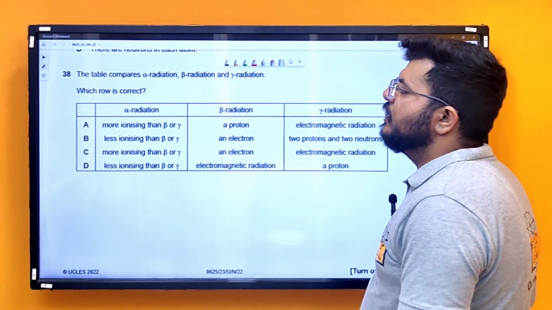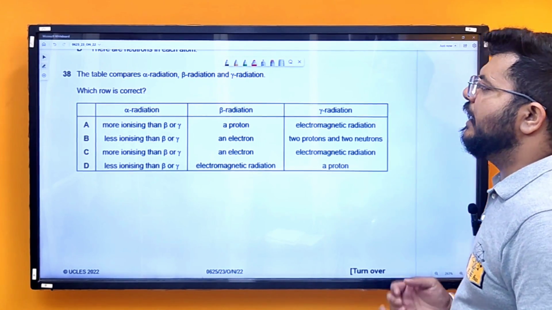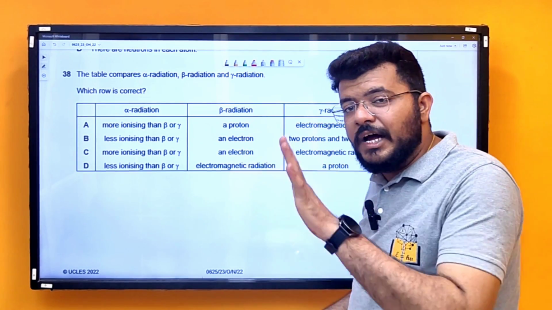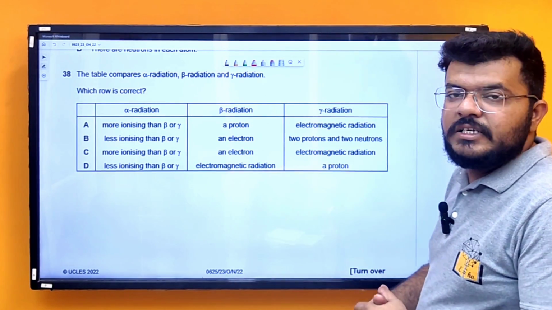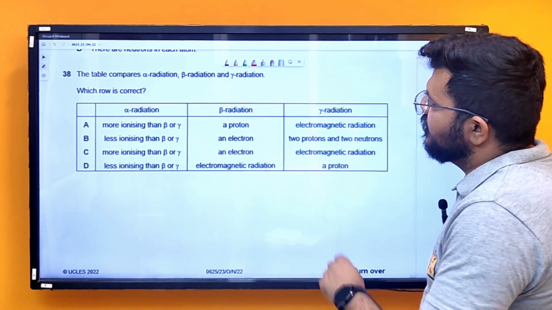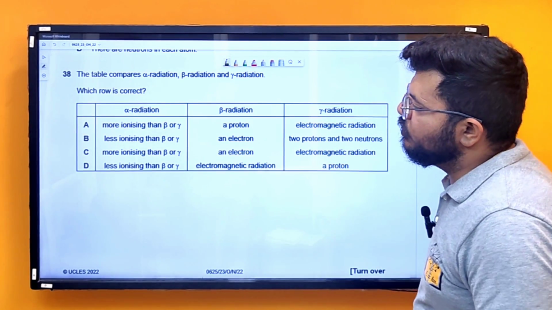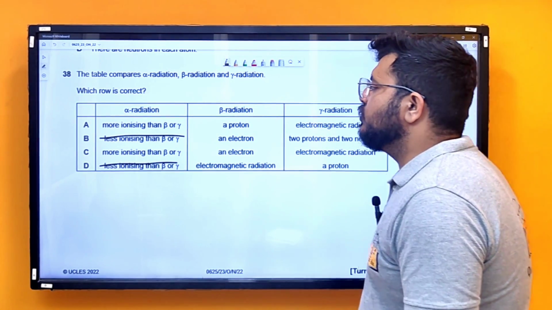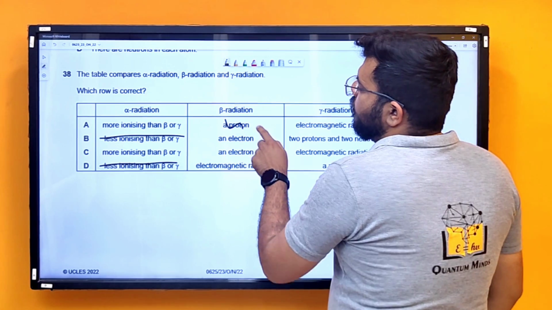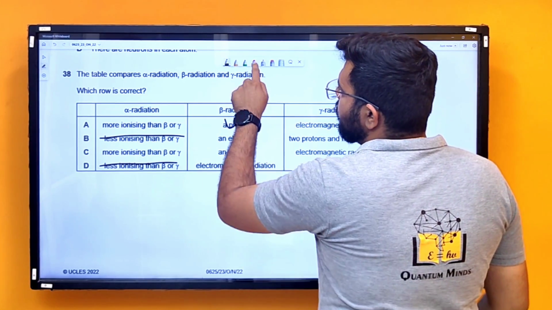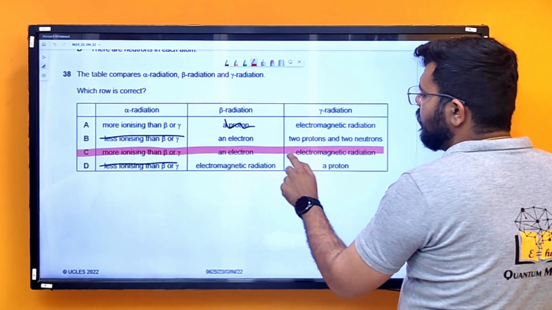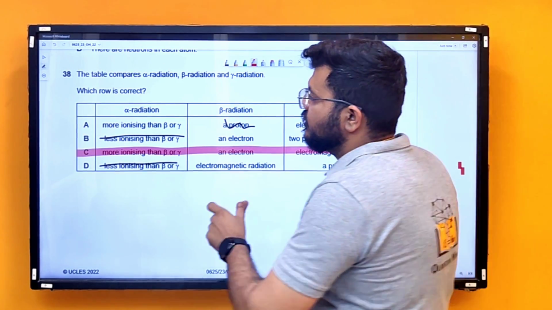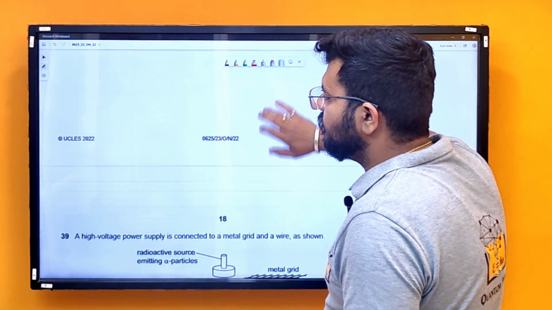The table compares alpha radiation, beta radiation and gamma radiation. Which row is correct? Alpha radiation is the most ionizing radiation, beta radiation is an electron, gamma radiation is an electromagnetic wave. So alpha is more ionizing than beta or gamma. So options B and D are not possible. Beta is not a proton and therefore C is your answer. Now if you read about it, gamma is electromagnetic radiation and therefore this is the correct answer.